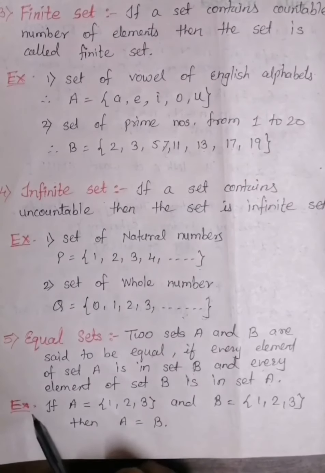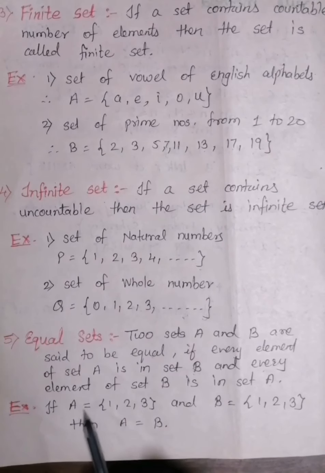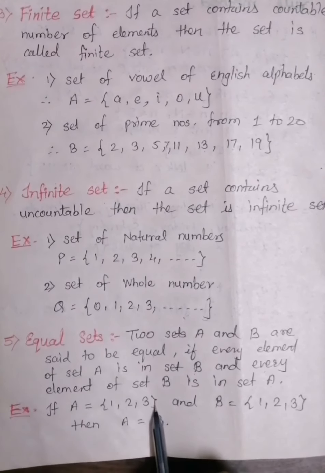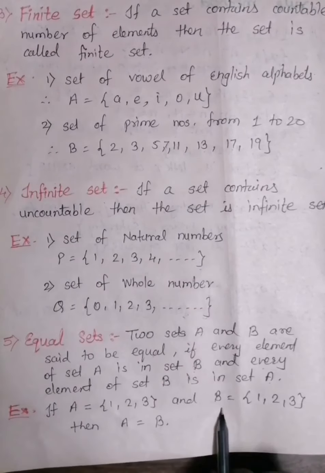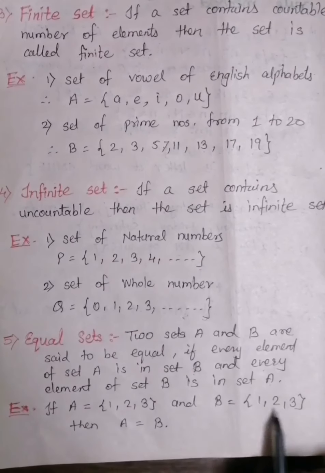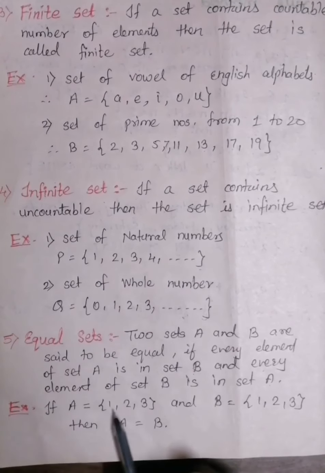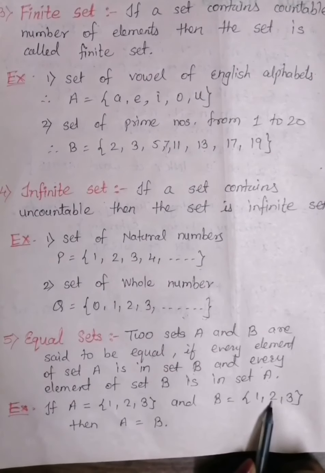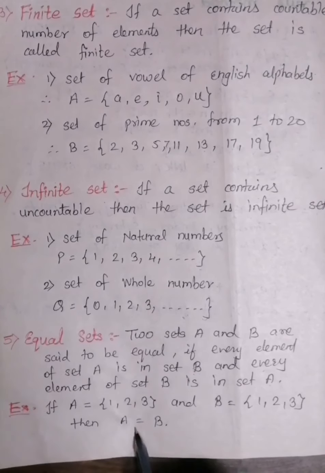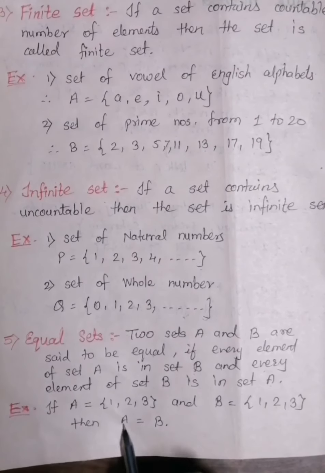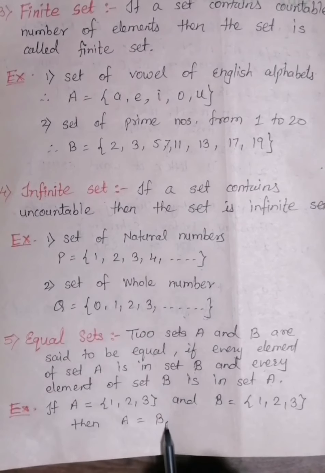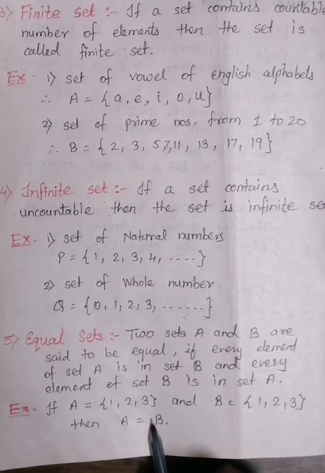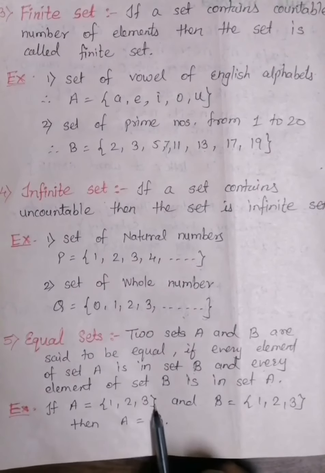Now look at the example, then you will be clear. If set A equals curly bracket 1, 2, 3 close the curly bracket and set B equals curly bracket 1, 2, 3 close this. Now observe that set A and set B look identical, right? So that's why we can say that A equals B, or set A equals set B. So these are the 5 types of sets which we learned.